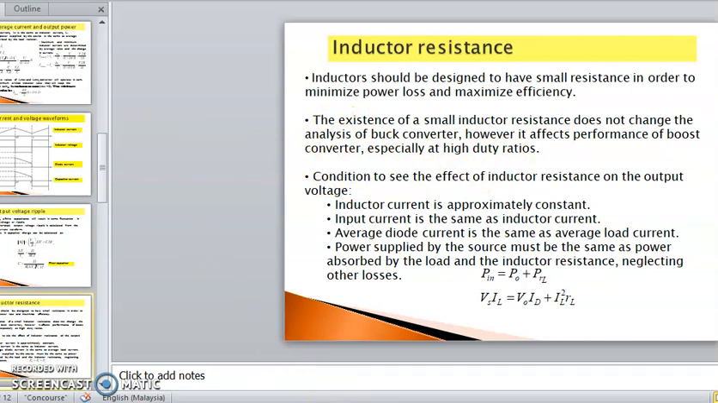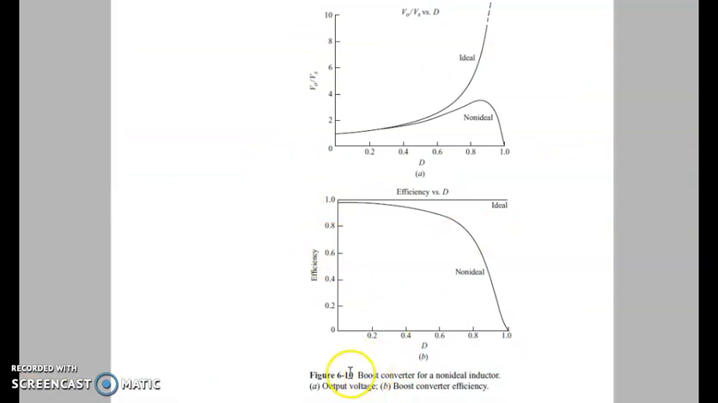Okay, if you take a look at the graph from our textbooks, you can see that if we plot the boost converter output, V out over Vs, from the duty cycle of 0 up to a maximum of 1.0, or 100%, we can boost up our converter from unity up to many times the input. Which means that if we have a 10 volt input, we can go up to 20 volt, 30 volt, 40 volt.